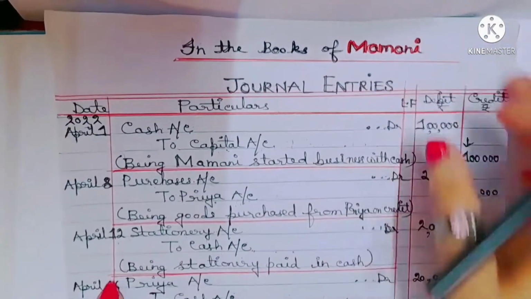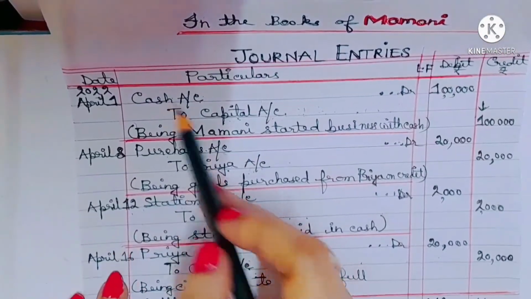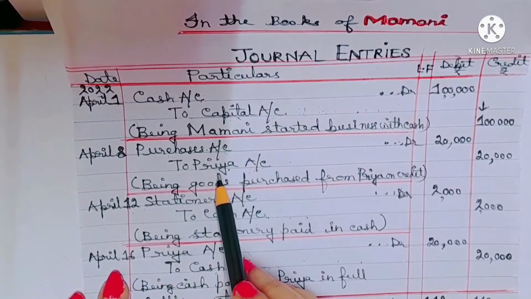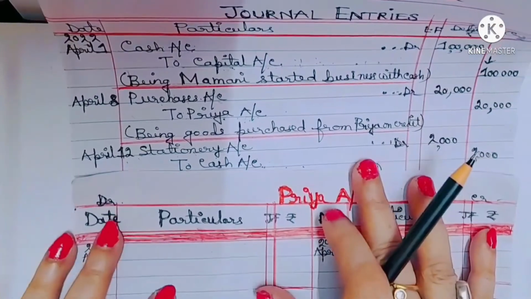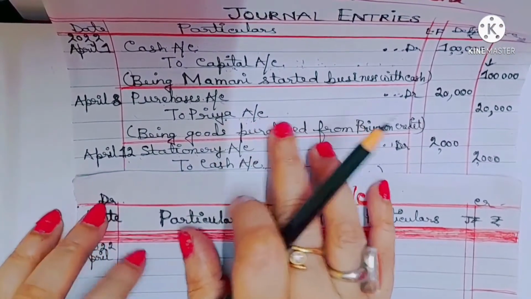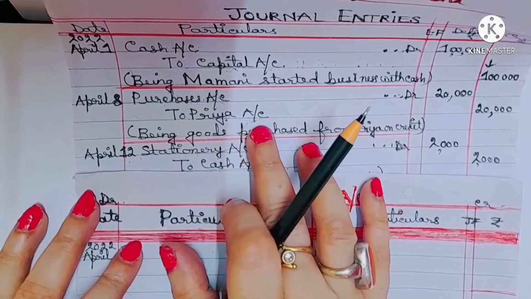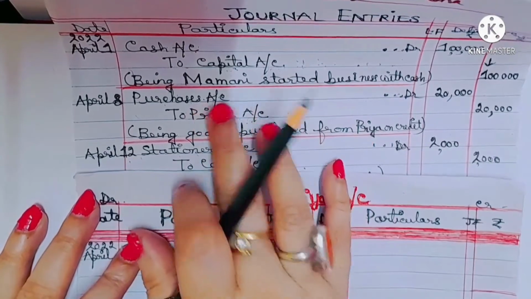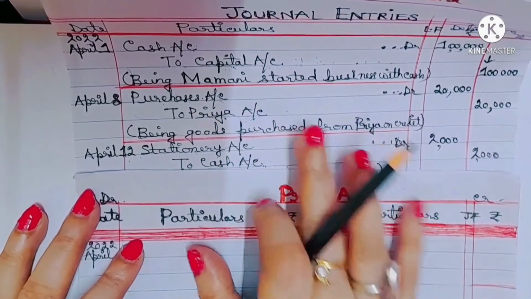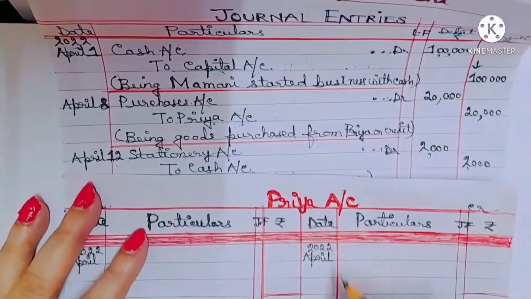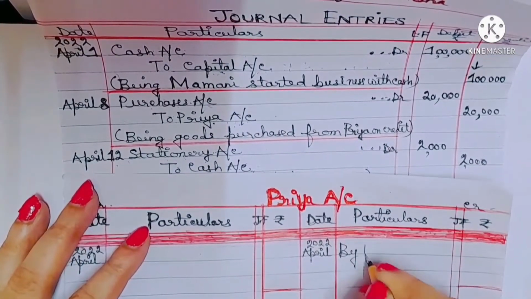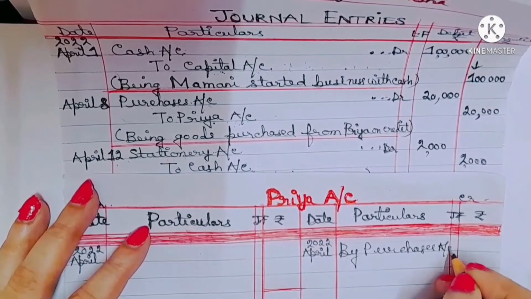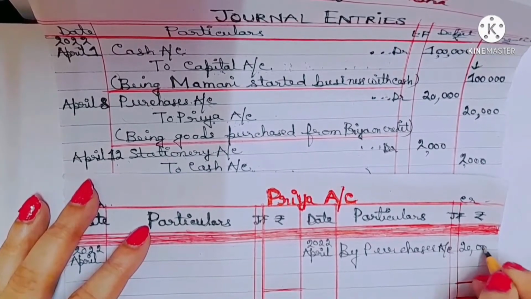So what is the next account? Let's see. Cash account we did, capital account we finished, purchases account done. Let's do Priya account. Now what is the position of Priya? Priya is on the credit side. So purchases account will always appear on the credit side as well in the Priya account. So by purchases account, how much? 20,000. Date 8th April.